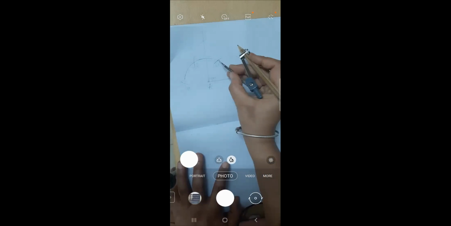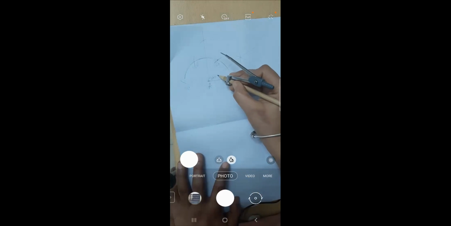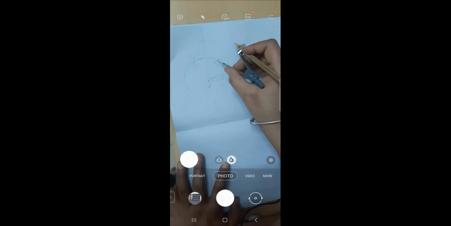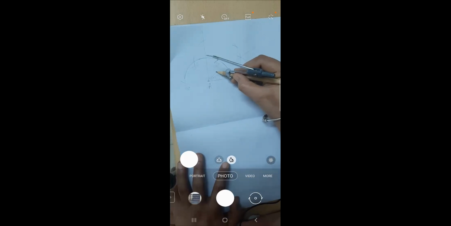Suppose I have to construct 30 degree. So 30 degree will be the middle of 0 and 60. To get the midpoint, keep your needle here and draw arcs from 0 and 60 degree. This angle will be 30 degree. Now to get the angle of 45 degree, 45 is the middle of 30 and 60. So draw one arc from 30 and one arc from 60, and join the line. You will get a 45 degree angle. This line will show 45, this line 30 degree, this line 60 degree.